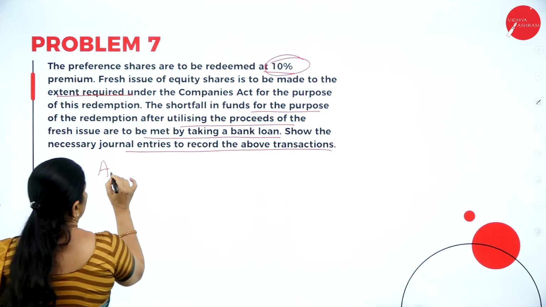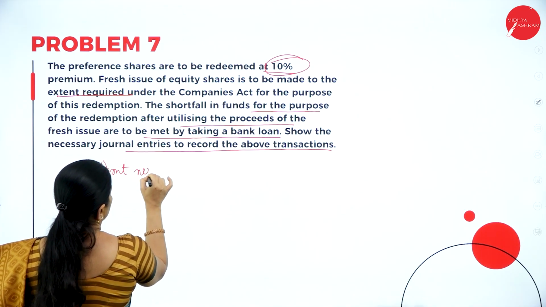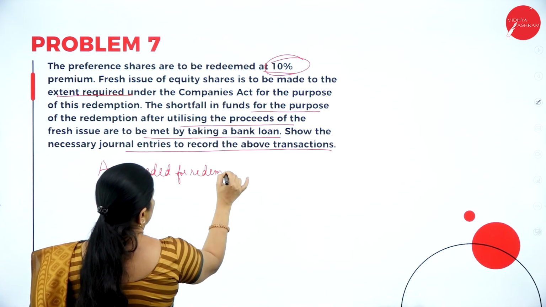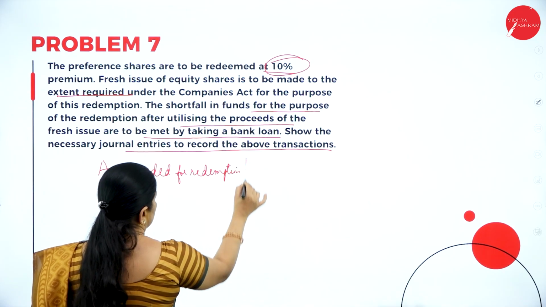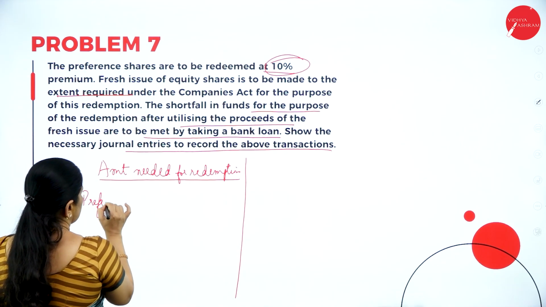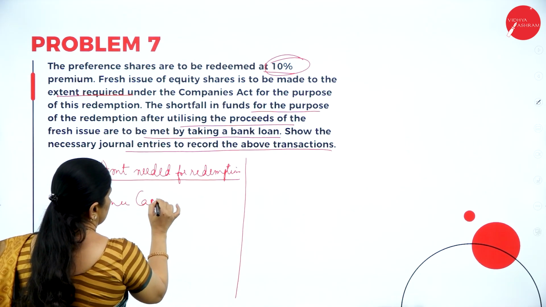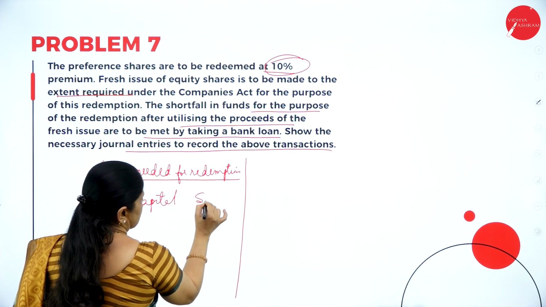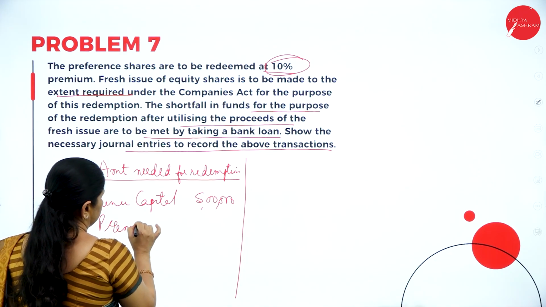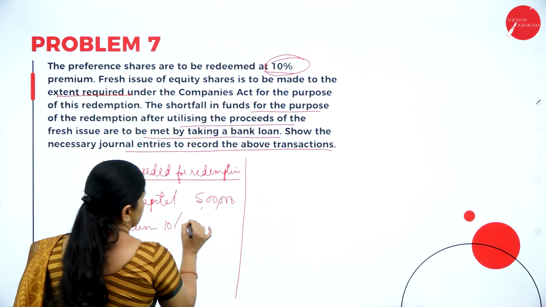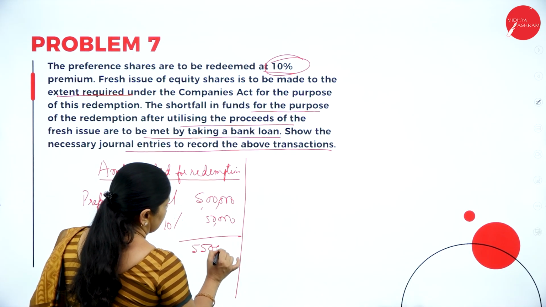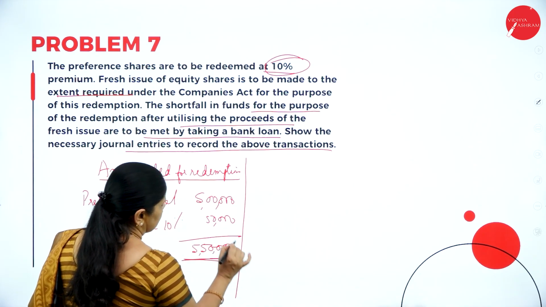First thing is we write amount needed for redemption. So what is the amount needed for redemption? Preference capital 5 lakhs. Then premium 10%. So it is 50,000. Totally it is 5 lakhs 50,000.